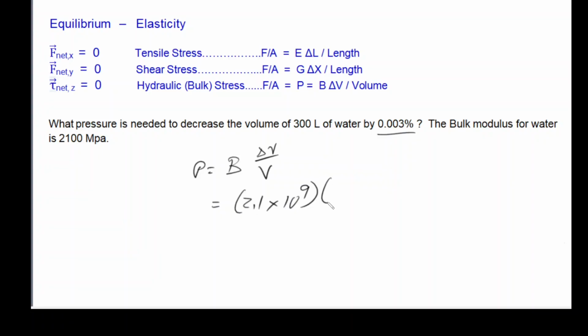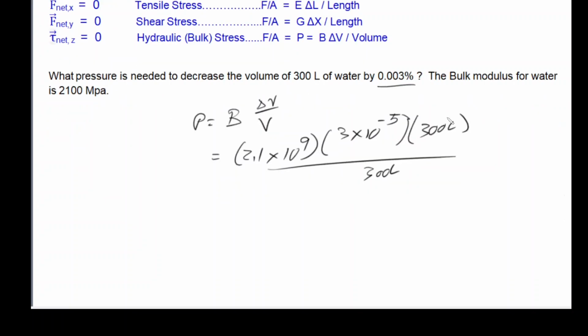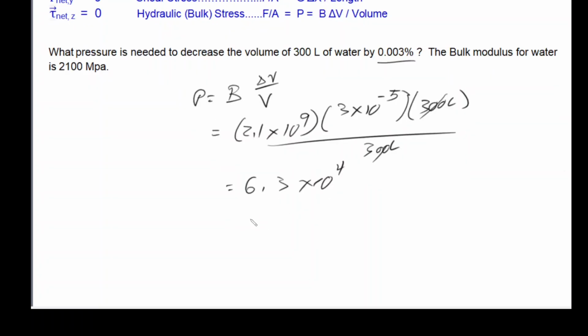So that's equal to the bulk modulus, which is 2.1 times 10 to the 9th pascals times 3 times 10 to the minus 5 times the original volume, which is 300 liters, divided by 300 liters. Well, those cancel out, and that's equal to 6.3 times 10 to the 4th, or the pressure is equal to 63 kilopascals.